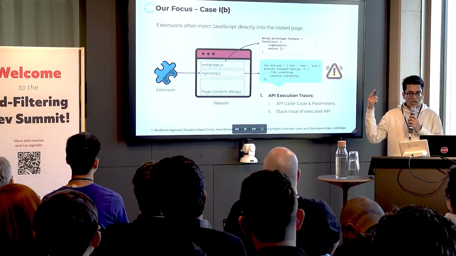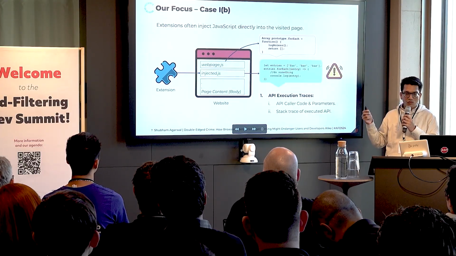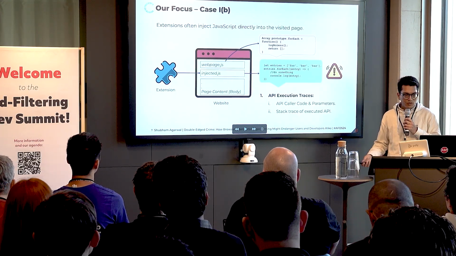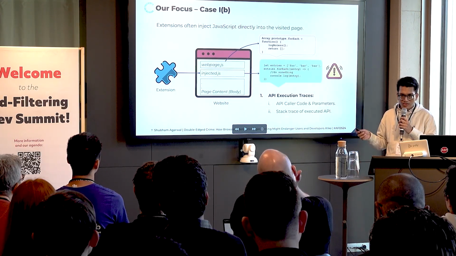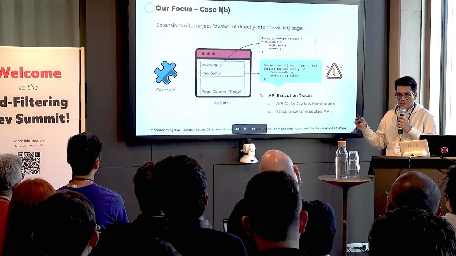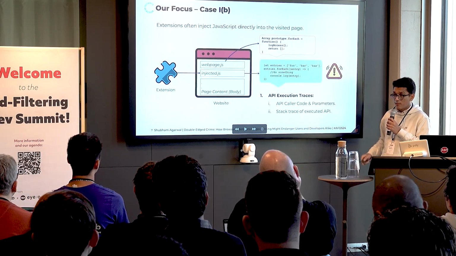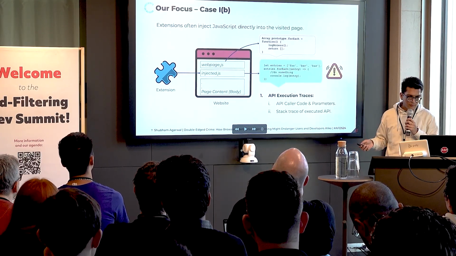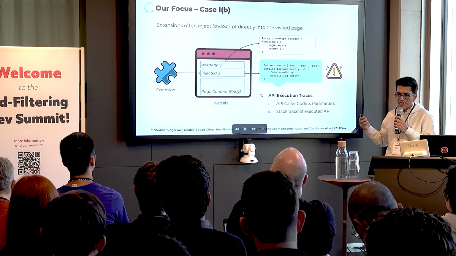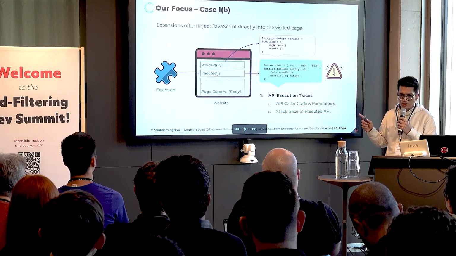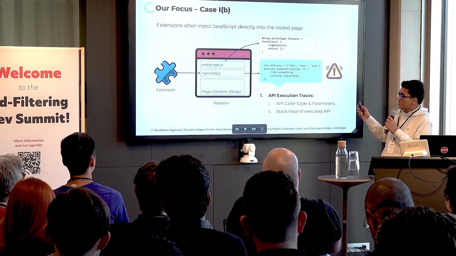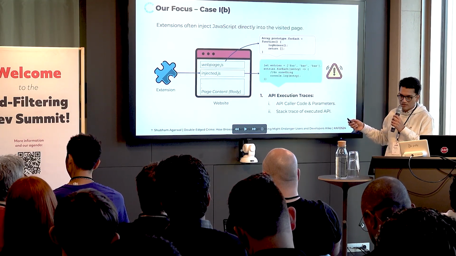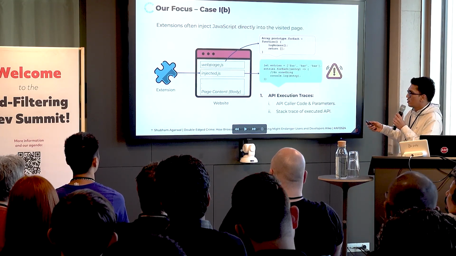Of course, they can also go up the tree and collect the caller code from the API execution point. This is not always possible when JavaScript has constructs like use strict, because it doesn't allow the caller code to be visible. But then again, stack trace is always visible. The attacker JavaScript could always throw an error and then collect the stack trace up until the point of the execution. So the stack trace could always be collected from the invocation.